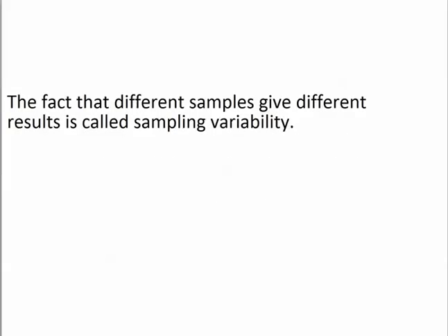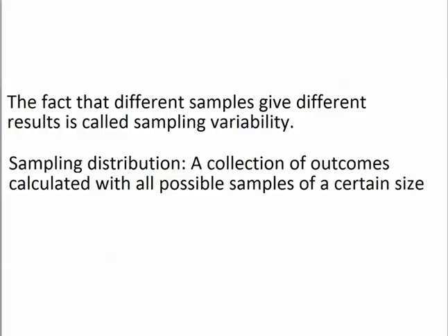We've seen in our class already that different samples give different results, and this fact is called sampling variability. A new term is sampling distribution, which is a collection of outcomes calculated with all possible samples of a certain size.